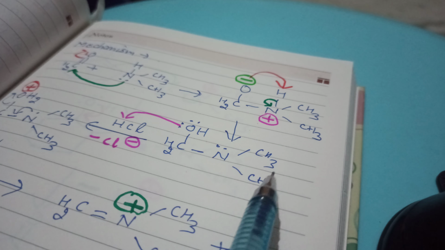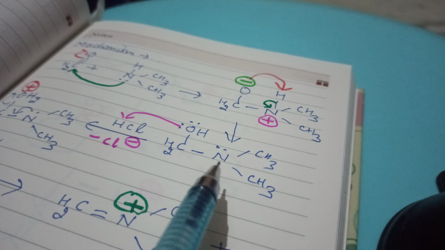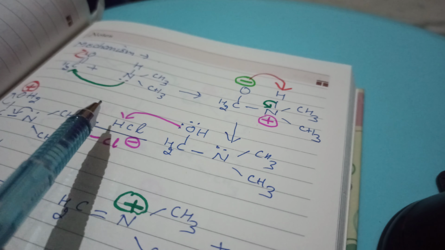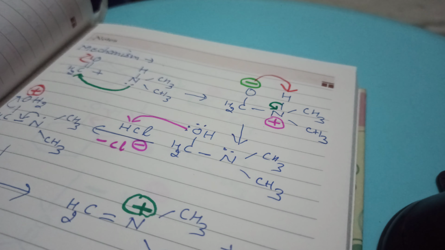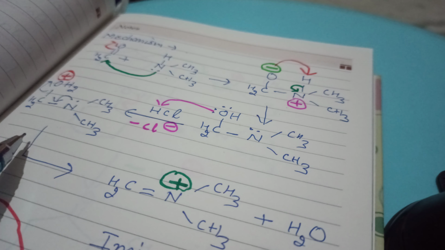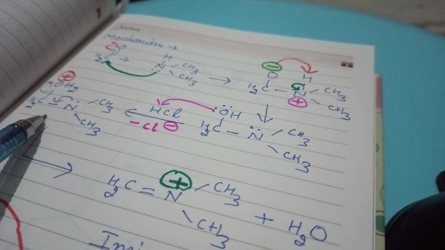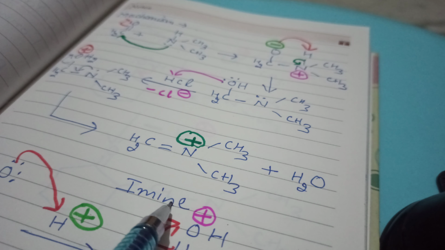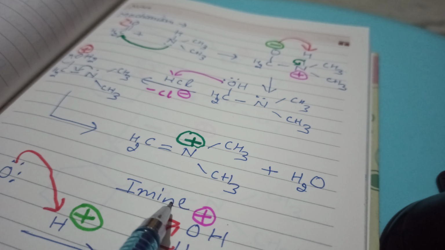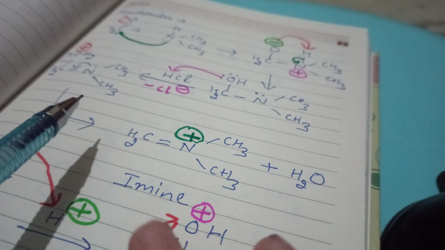CH2OH bonded to NCH3CH3, and after that this OH accepts H positive from the HCl and OH2 positive is formed like this. Then the lone pair shifts and OH2 is removed, and this type of imine is formed here and water is removed.